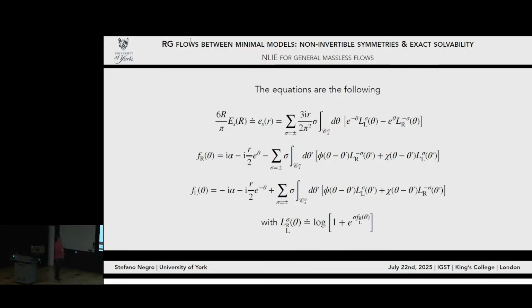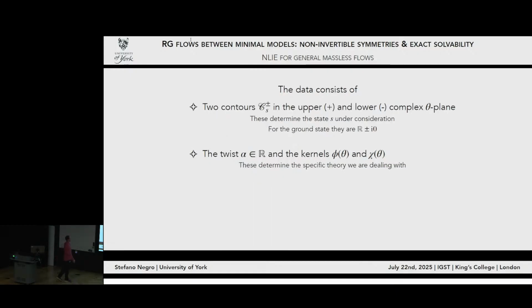So you have the energy. The energy is defined as some kind of integral of some functions, and these functions have to solve this coupled pair of equations. Okay, this is the massless version of the usual Destri-de Vega equation, and this is the definition of L. This is just to briefly show the type of equation we're dealing with. It's very similar to the TBA equation. It's a different approach, but it's a similar concept.